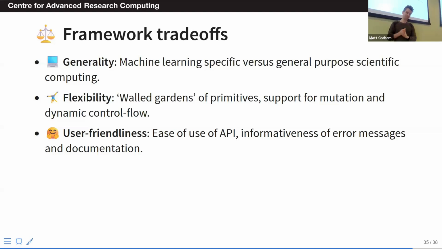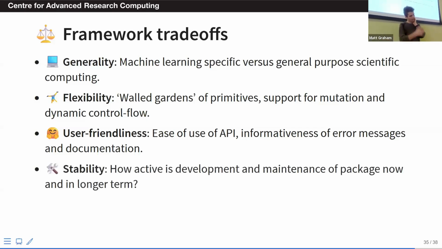Versus Enzyme, where you can do a lot of tracking through kind of obscure Julia stack traces to try and figure out the origins of an issue. There's also a kind of related point around the longer term stability and maintenance of these packages.